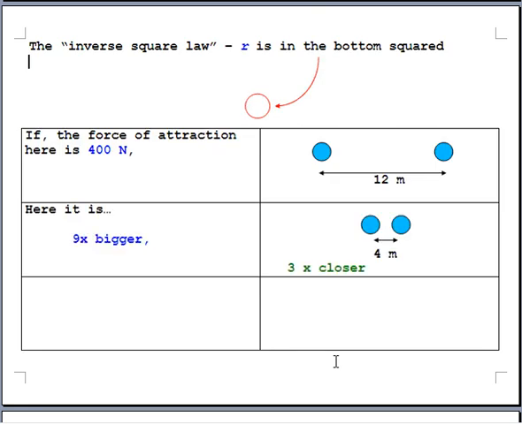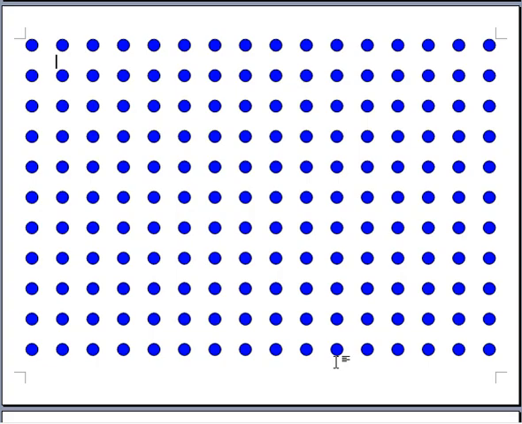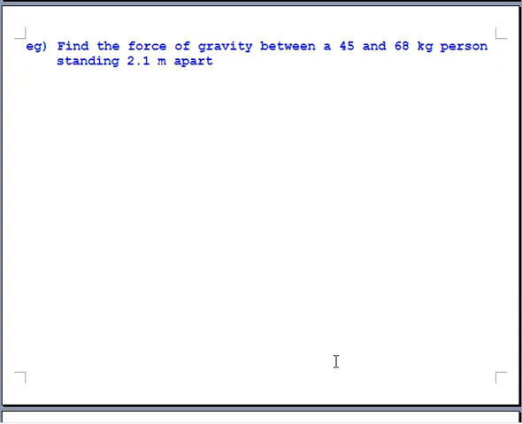We're going to skip this and come back to it. There we go. Here's what I want to try right now. Let's try a really easy equation to find the force of gravity between a couple of people. Mass is 45 and 68 kilograms if they're standing 2.1 meters apart.